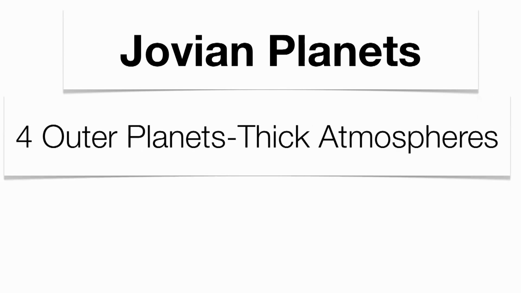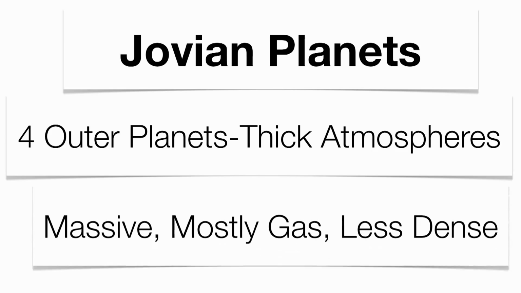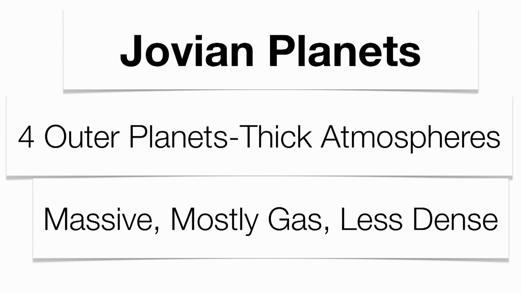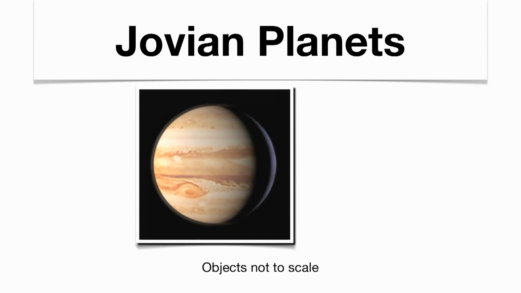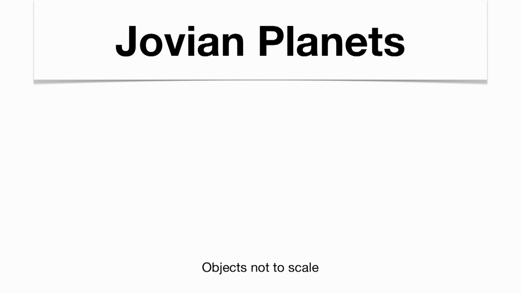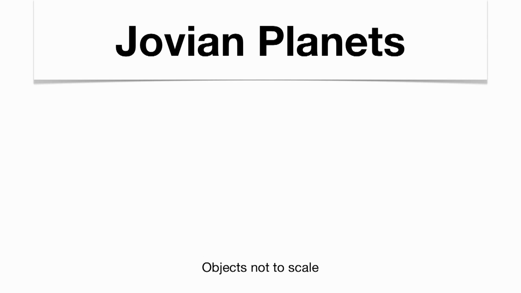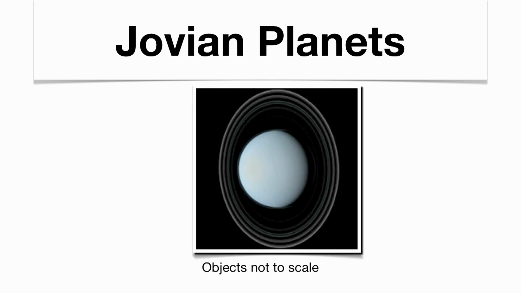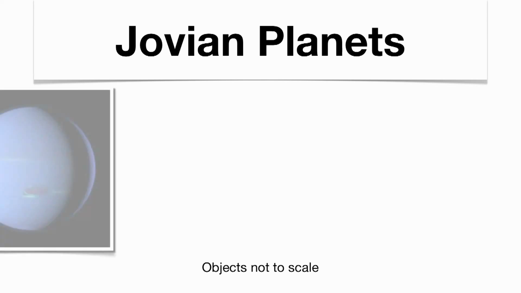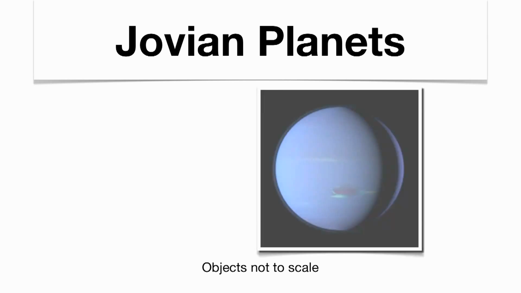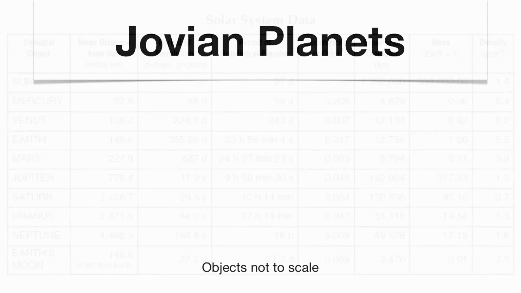Now the next grouping of planets are going to be the Jovian planets. These are the 4 outer planets. They tend to have much thicker atmospheres, they tend to be much more massive in nature, mostly gas with a little teeny tiny rocky core, and they tend to be less dense. And they include Jupiter, Saturn with its magnificent ring system, Uranus, and Neptune. So those are the basic planets that we'll have in our solar system.